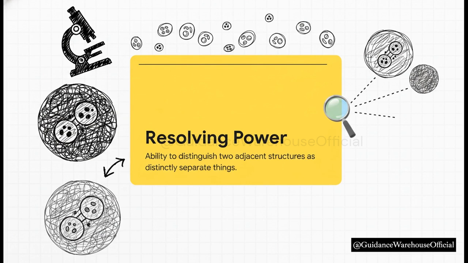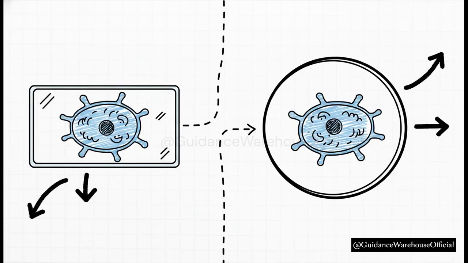Think about zooming way in on a low-quality digital photo on your phone. It just becomes a giant, blurry, pixelated mess, right? To actually see detail, you need high resolving power. Resolving power is the microscope's ability to show 2 adjacent structures as distinctly separate things, rather than just one big, blurry blob.